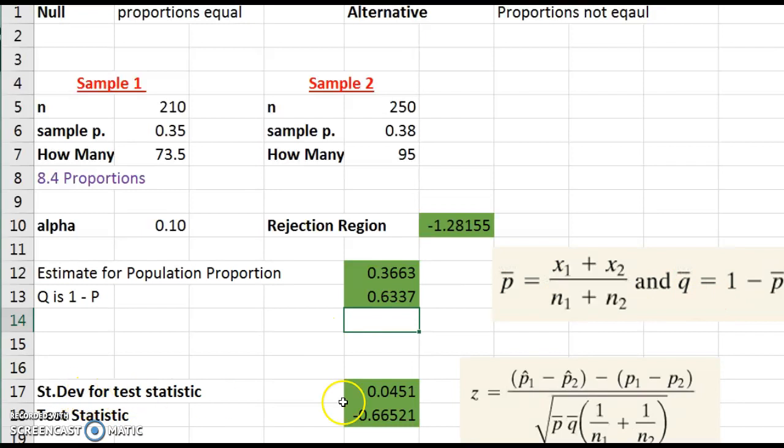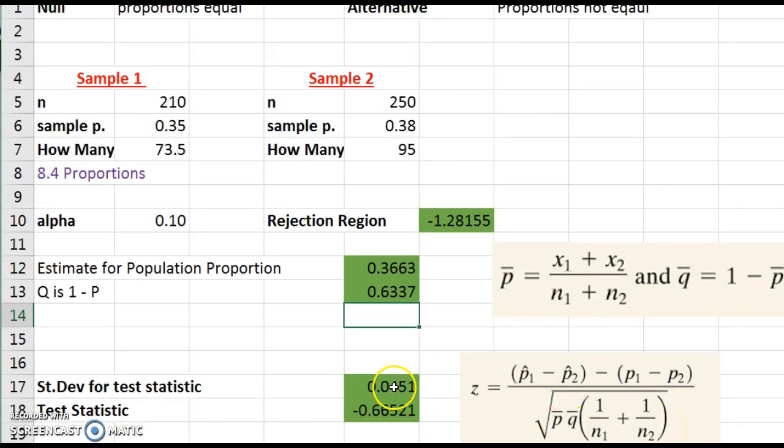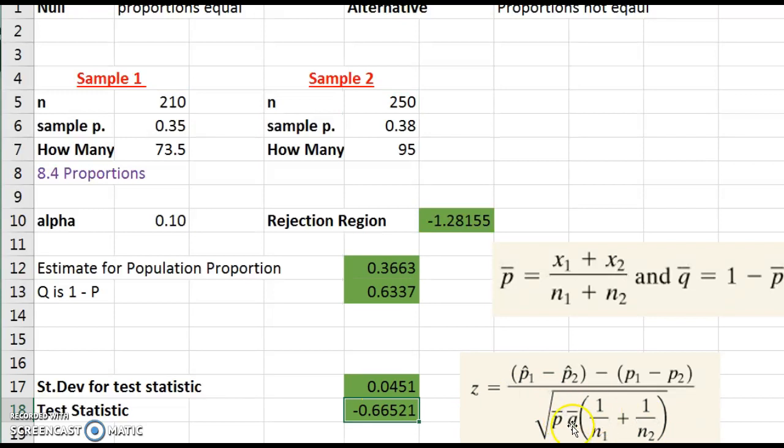And so our standard deviation for the test statistic is this big part on the bottom. I like to calculate that first rather than type everything in at once. So you use that P and the Q that you just calculated right here, and then you multiply by 1 over our first sample size plus 1 over our second sample size, square root of all that. So square root, those two values multiplied together, times 1 over that plus 1 over that. So square root of all that gives us the bottom part here.